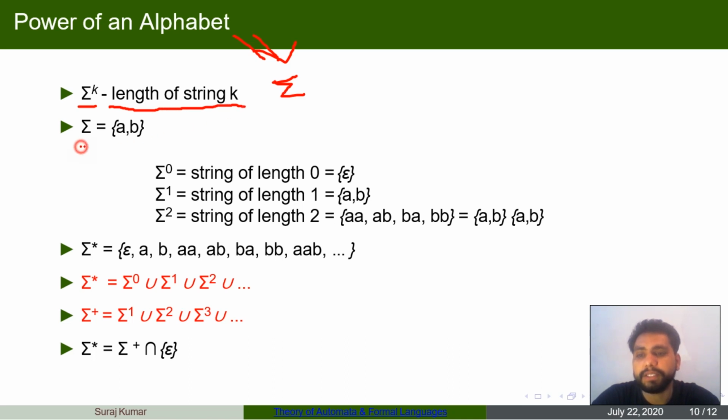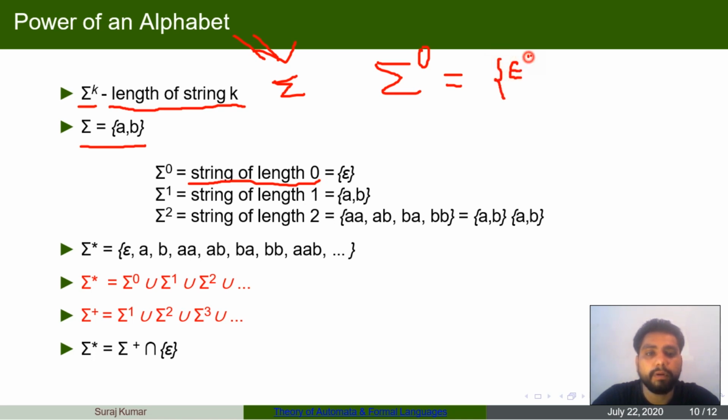Suppose sigma is equal to {a, b}. You want to find sigma to the power 0. Sigma to the power 0 is the string of length 0, and you should know that the string of length 0 is epsilon. Similarly, you can find sigma to the power 1, the strings of length 1. From sigma you can write the strings of length 1: a is a string of length 1, b is a string of length 1. These are the two possible strings of length 1.